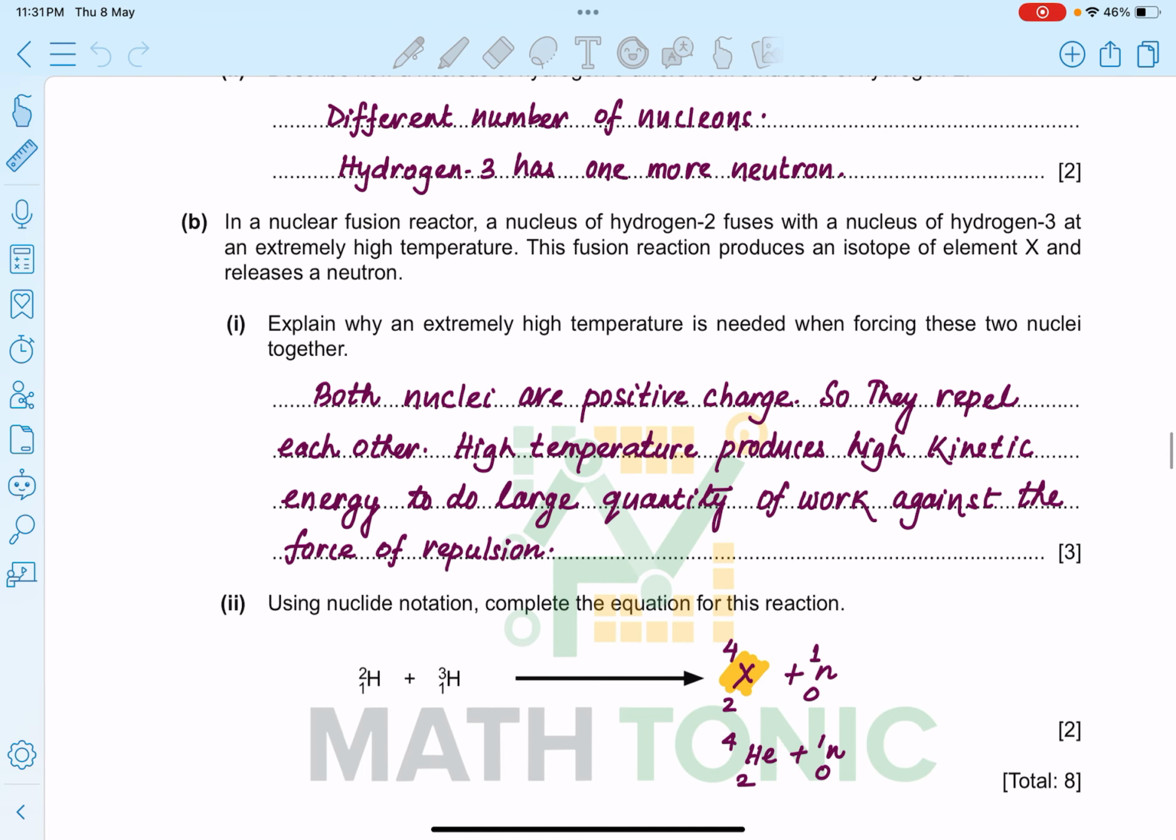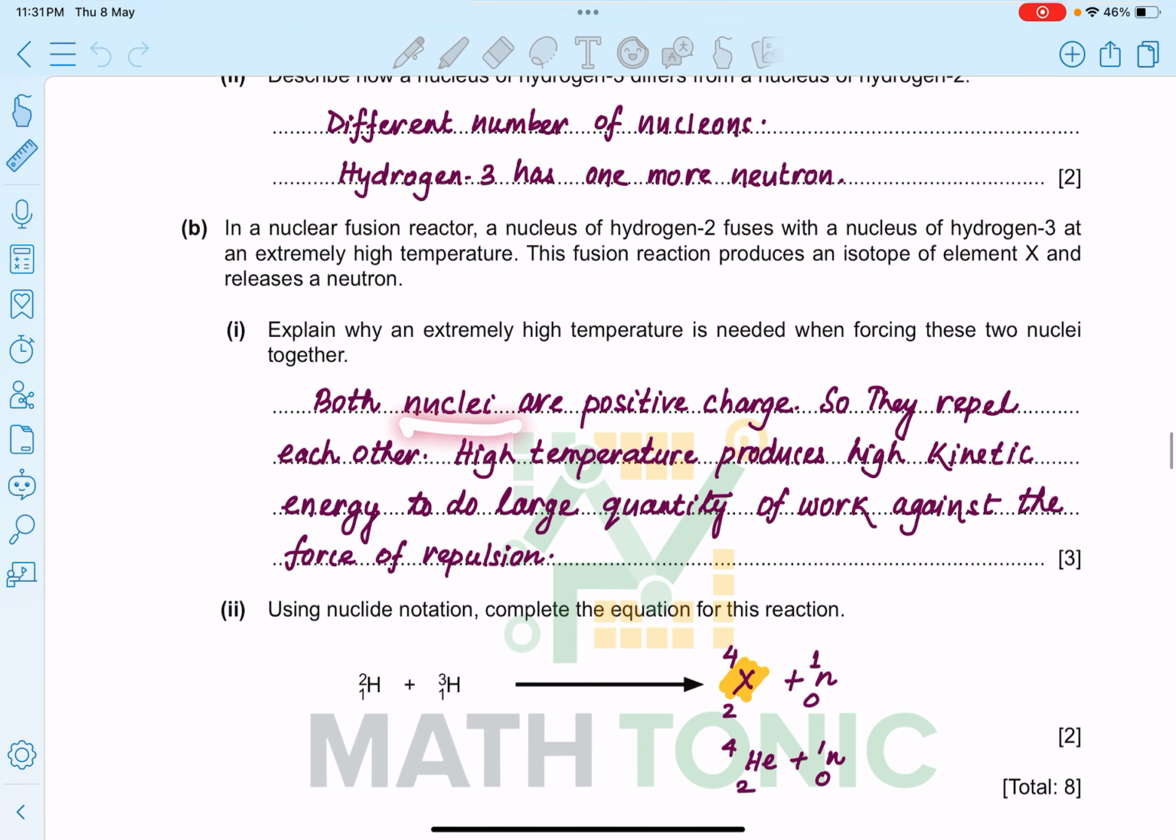Do you understand everyone? In a nuclear fusion reactor, a nucleus of hydrogen 2 fuses with a nucleus of hydrogen 3 at extremely high temperature. The fusion reaction produces an isotope of element X and releases a neutron. Explain why an extremely high temperature is needed when forcing these two nuclei together. Why do we need such a high temperature? Because both nuclei are positively charged and they repel each other. High temperature produces high kinetic energy, enough to do work against the force of repulsion. Did you understand everyone clearly?